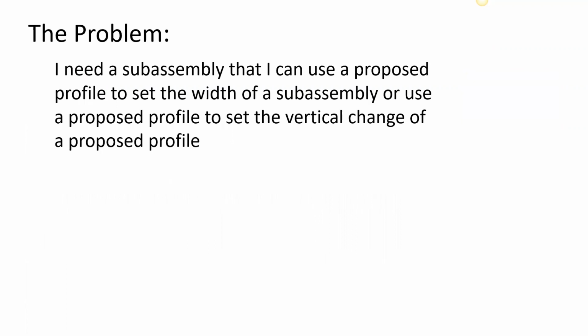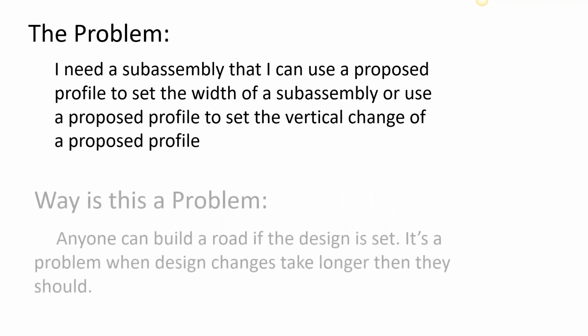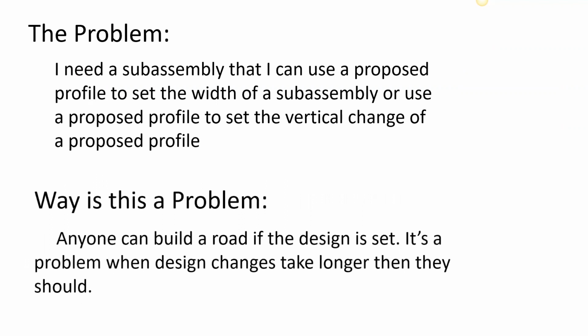So let's address the problem. I need a subassembly that I can use a proposed profile to set the width of the subassembly, or use a proposed profile to set the vertical change of a proposed profile. Why is this a problem? Anyone can build a road if the design is set and we know it's not going to change. It's when that design changes and what does it take to get that change to occur. It's that time that's the problem.